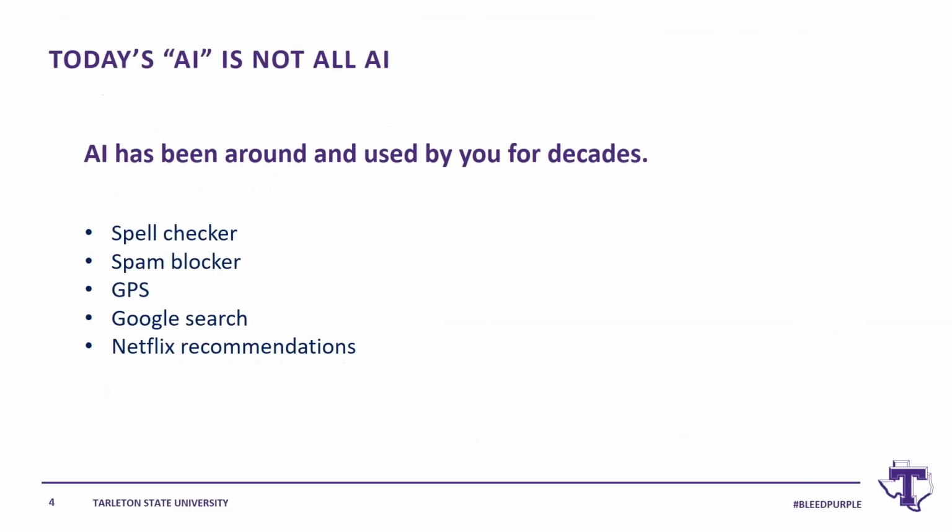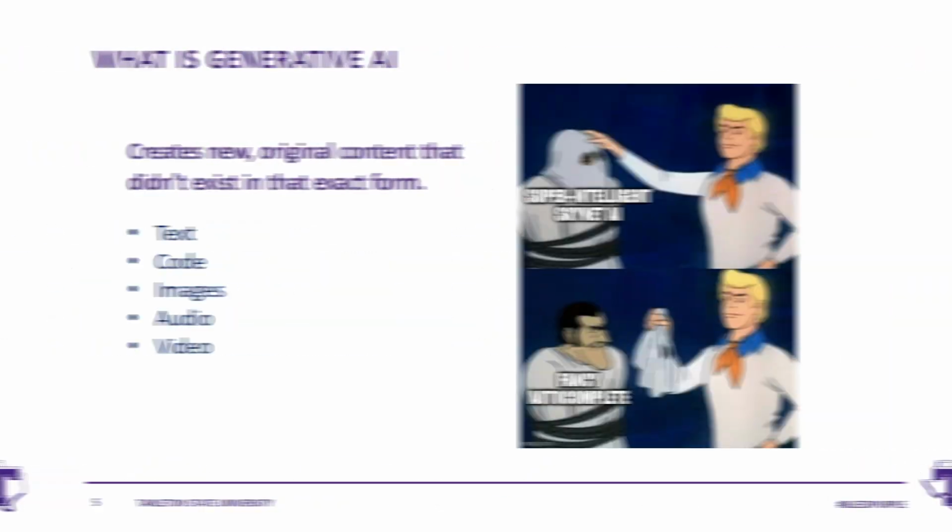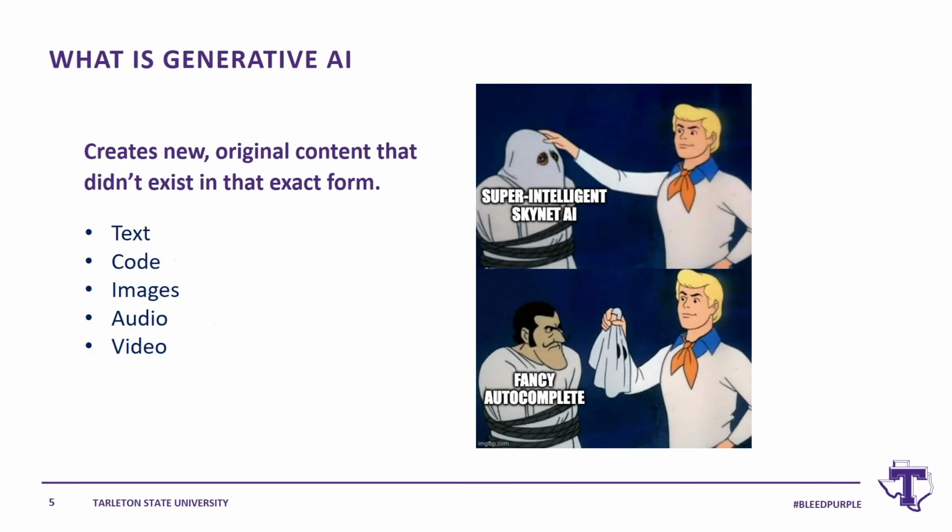Before we dive into generative AI, remember that AI is not new. You've been using it for years. Spell checkers, spam blockers, GPS navigation, Google search, and Netflix recommendations are all powered by AI. What's new is generative AI, which creates content. Generative AI creates new, original content: text, code, images, audio, and video. It acts as a well-read collaborator trained on vast amounts of content. Today, we're focusing mostly on text tasks, such as writing, summarizing, analyzing, drafting, and responding.